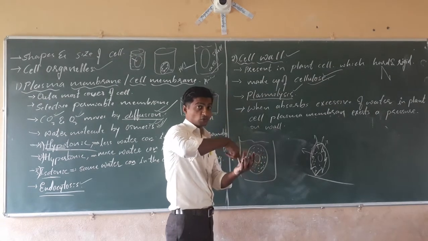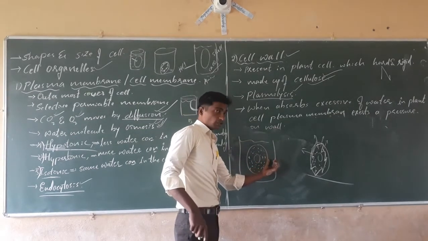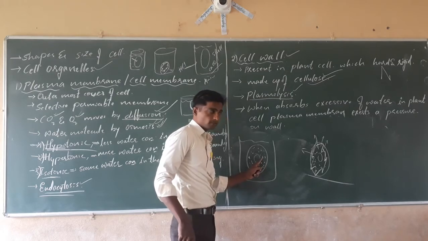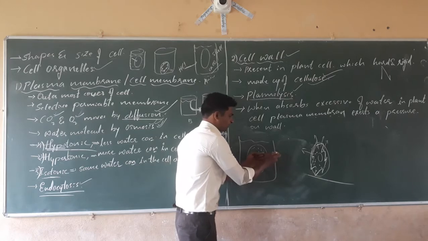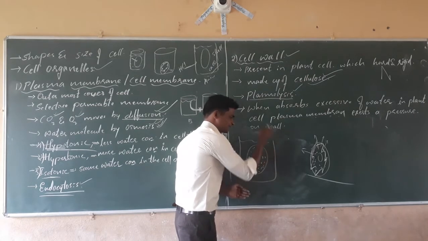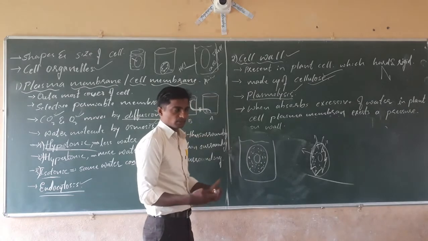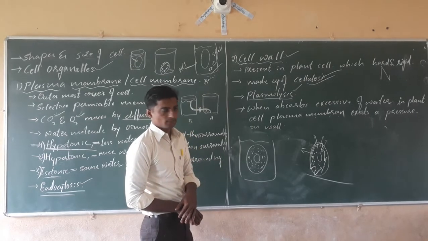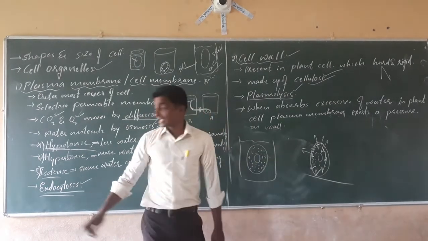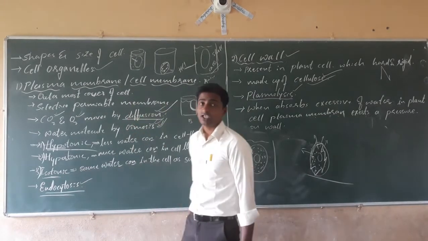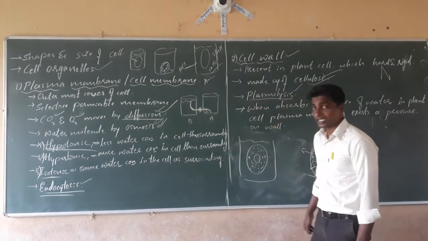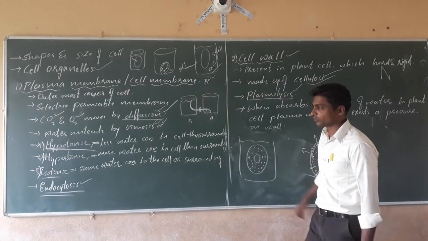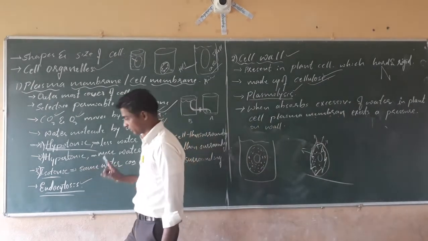Take a saturated solution of salt outside the cell, in a beaker, and the cell contains water. At that time, the same concentration of water is present inside and outside the cell. Then what happens? The water will not move into the cell, nor will it move out of the cell. That will remain the same. Iso means same. Such a solution is called an isotonic solution.